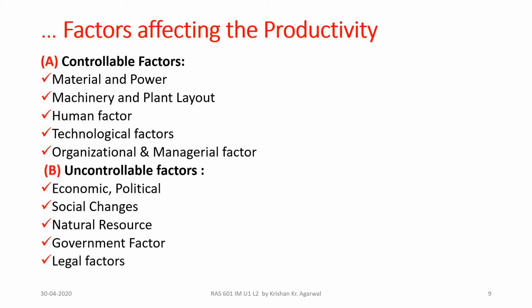Next is government policies and legal frameworks. If legal or law-related problems are associated with the business, then it will be difficult to run the business, to run the industry in a particular area. And so this is another important factor that is taken into consideration while measuring the productivity.